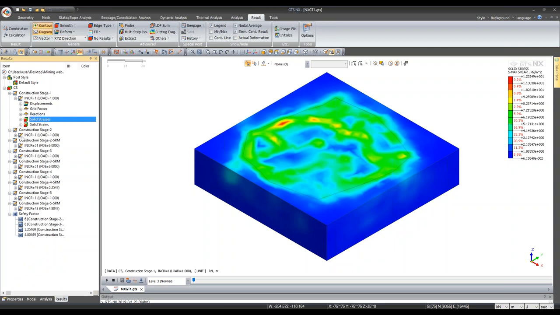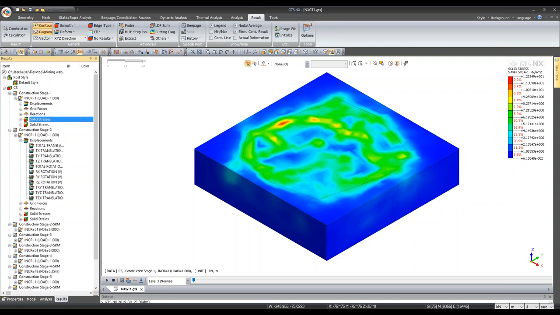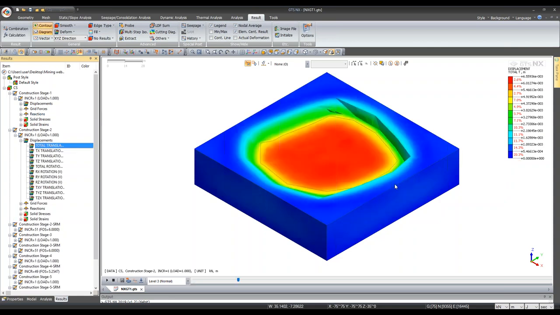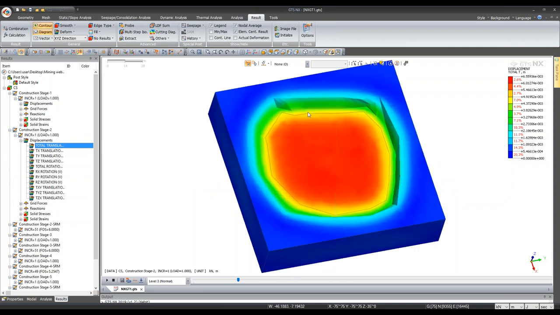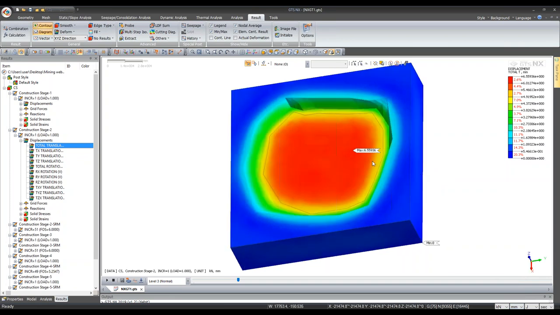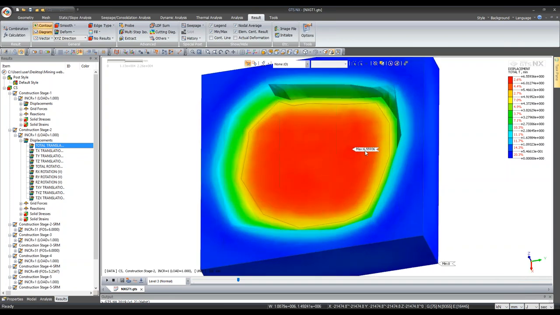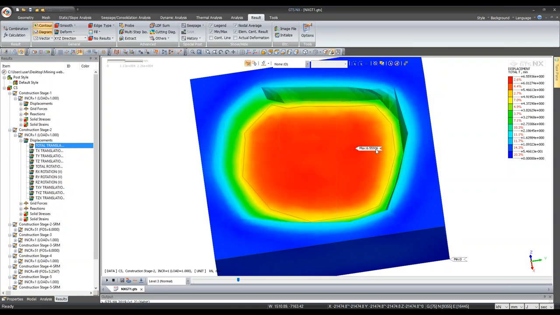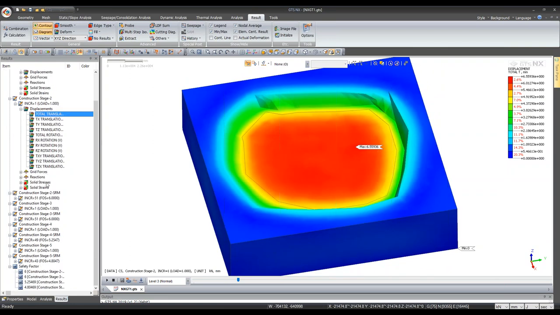Now what I do is in the second construction stage, I will be excavating my first mesh set, which has been shown to you earlier. So what I do is I will be showing you the total translation. Yeah, so this is my total translation, and I will be showing you the maximum displacement. The maximum displacement which you found is 6.55 mm, which is very low. And in this particular case, I ran the slope stability analysis as well. So this is my slope SRM. This represents my slope stability analysis.